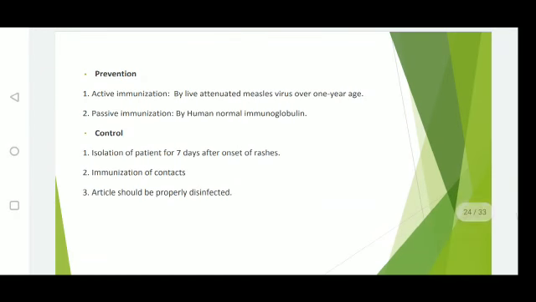Then prevention is categorized as immunization, that is active and passive form. How we can control measles: the patient should be isolated for 7 days after the onset of the rashes, and whatever utensils the patient has used, we should clean properly. Then whoever is in contact with the particular patient, we should tell the person to go for immunization.